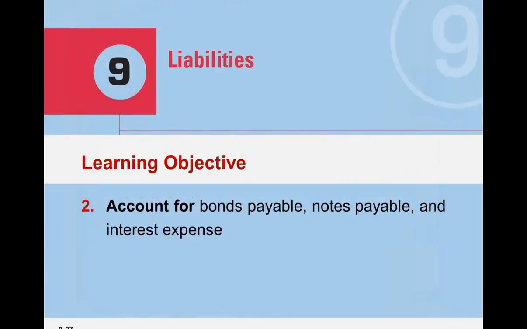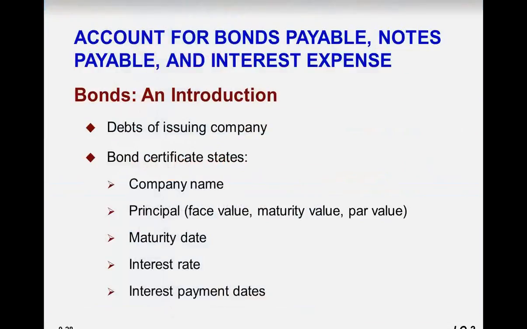Accounting for bonds payable, notes payable, and interest expense. Bonds are the debt of the issuing company. Bond certificates state the company's name, the principal, the face value, maturity value, par value, the maturity date, the interest rate, and interest payment dates. None of these terminologies should be new to you.